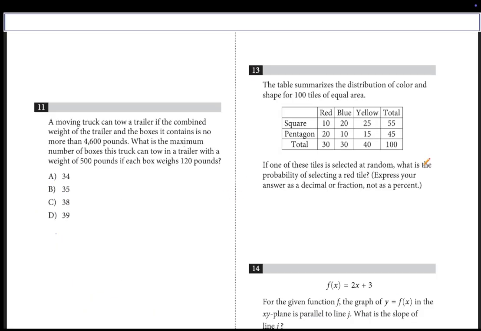Number 11, it states, a moving truck can tow a trailer if the combined weight of the trailer and the boxes it contains is no more than 4,600 pounds. What is the maximum number of boxes this truck can tow in a trailer with a weight of 500 pounds if each box weighs 120 pounds? So our maximum value was 4,600.